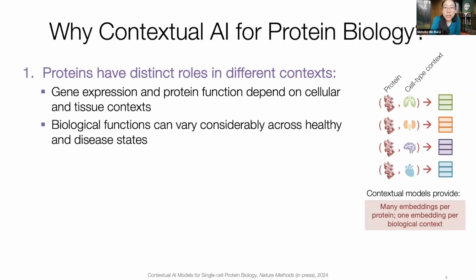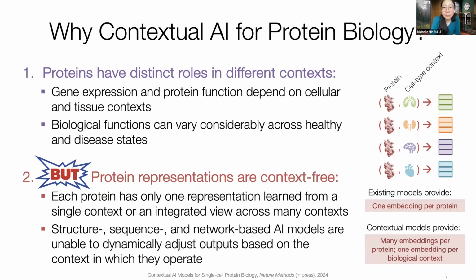Now, this is known that gene expression and protein function depend on cellular and tissue contexts, and biological functions can vary considerably across healthy and disease states. So models that aim to generate predictions on proteins should consider the different types of contexts that they may be operating under. But current protein representation learning approaches, including those that are structure and or sequence-based, are context-free, as in each protein only has one representation learned from a single context or an integrated view across many contexts. Meaning these context-free models are unable to adjust their outputs based on the context in which they operate.